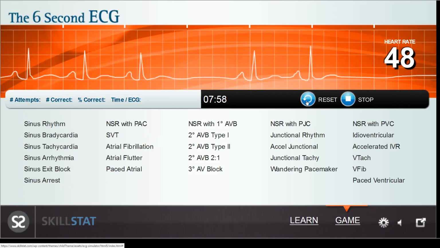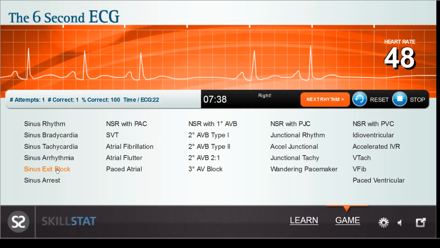Okay, so here we have a pause again with a heart rate of 48. So remember, if it's symptomatic, you're going to do the pacing, always ends danger mnemonic. So this looks like, I don't know, it looks like it might start back on time. So sinus block starts back on time.